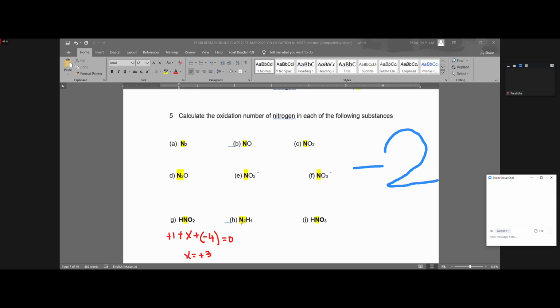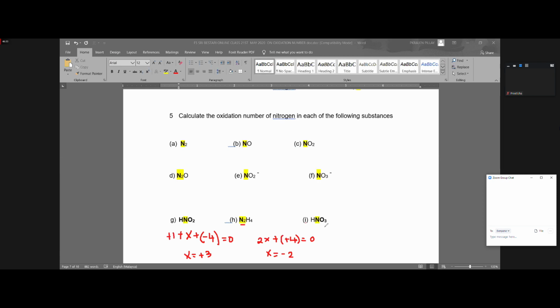Okay, you underline, -2. Let's check first. 2x, we are finding for N, isn't it? 2x plus, okay, this is +4. Hydrogen is +1, so +4 equals 0. So 2x is -4, x will be -2. Okay, well done, Sandra. X is -2.